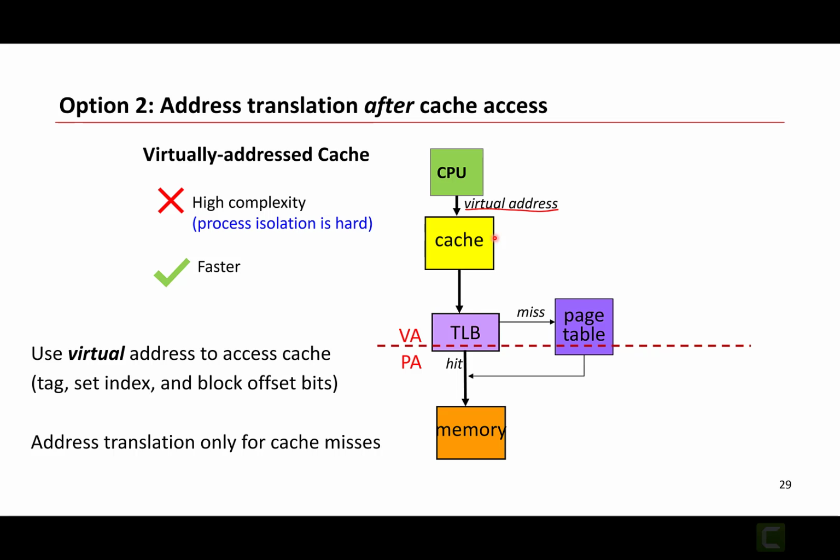It's only when there is a cache miss you have to go and do the address translation. So as you can imagine, this design can be faster than physically addressed cache. Then what's the problem? Well, we'll see in a moment that it can have some higher complexity when it comes to implementing context switches and ensuring process isolation.